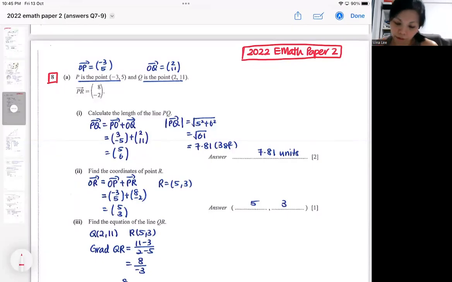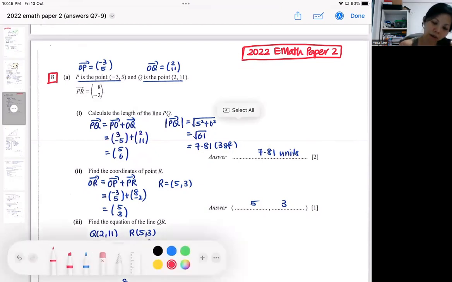This is a vector question, but there is a mix of coordinate geometry in this vector question. So it's quite common. You should have seen it in the DAS series. Some questions are mixed, vectors and coordinate geometry mixed. And the reason why coordinate geometry and vectors can be mixed is because any coordinate can be converted to a position vector.